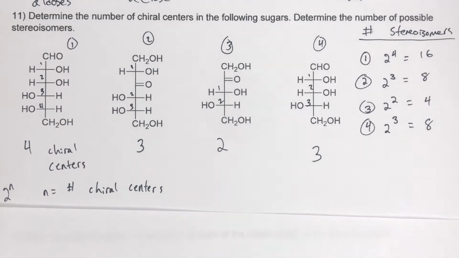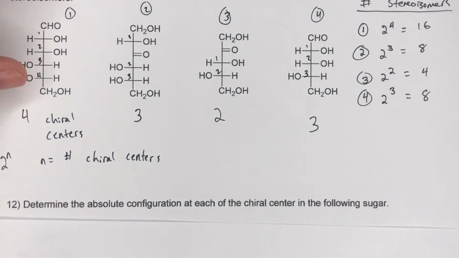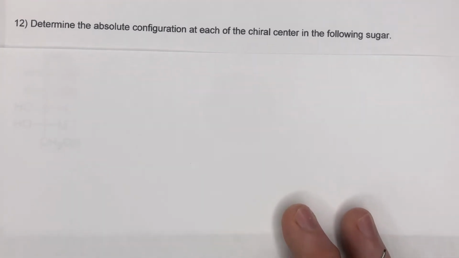All right, that's how you can go about assessing the total number of stereoisomers without drawing them all, because that would be a nightmare when you have 4 chiral centers. 16 possibilities is quite a lot. You can easily miss one. All right, moving on to question number 12.